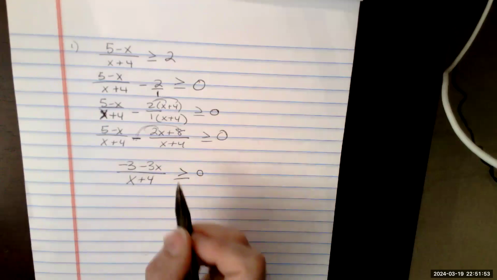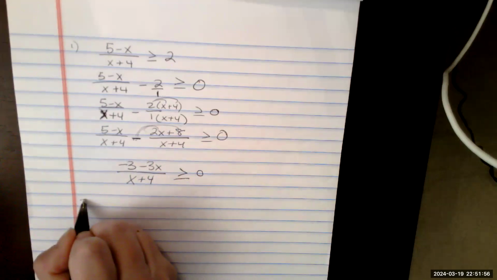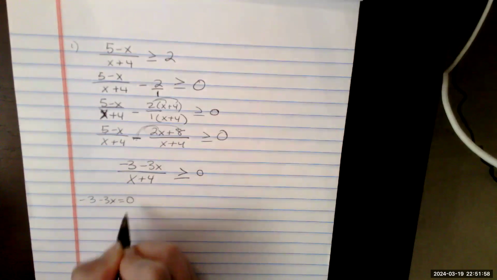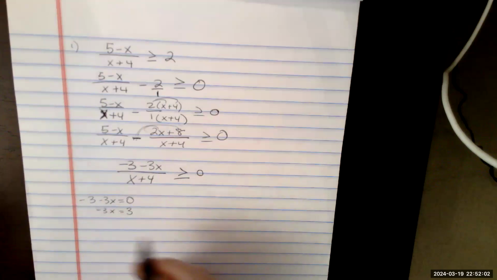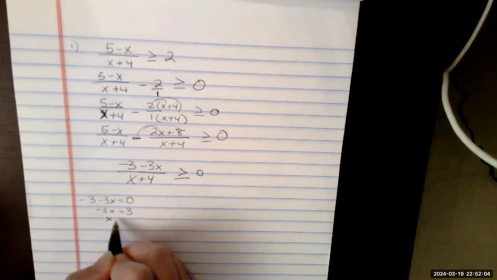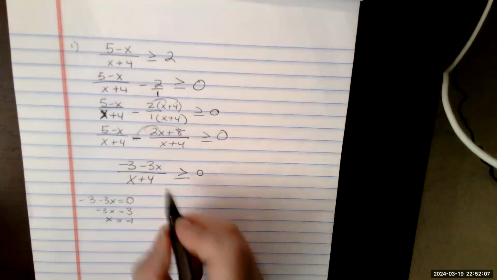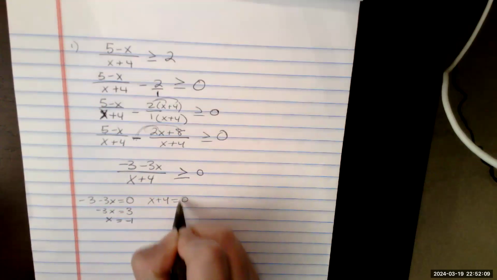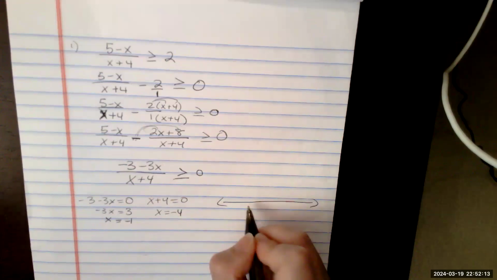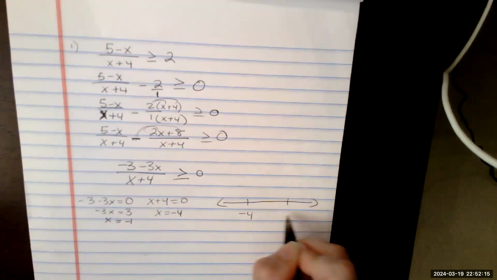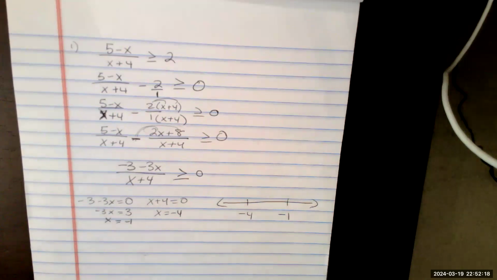So now I can set the top and bottom equal to 0 and solve. So I guess I'm going to show all my steps for this one. So I'm going to add 3 and divide by negative 3. And then x plus 4 would equal 0 when x is negative 4. So I'm going to my number line. I'm going to put negative 4 and negative 1 on the number line. Make sure you're careful with your negatives. Negative 4 goes to the left of negative 1.